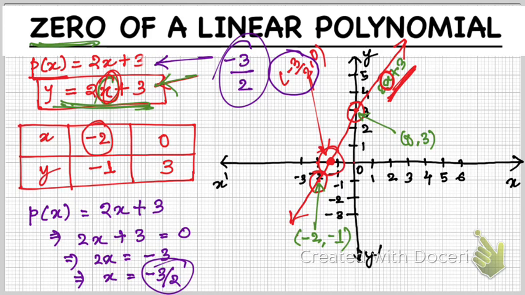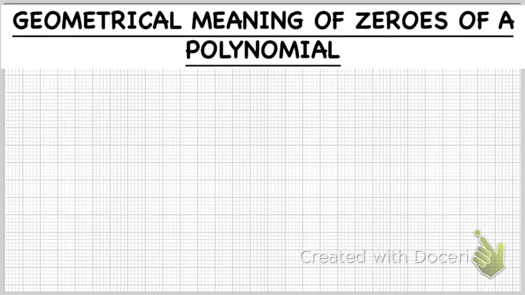So you can either find the zero of the polynomial by plotting a graph if you have been asked in your exam, or you can directly find it in this way. Keep it in your mind, this is only for a linear polynomial. Now we will move on to the geometrical meaning of zeros of a polynomial.